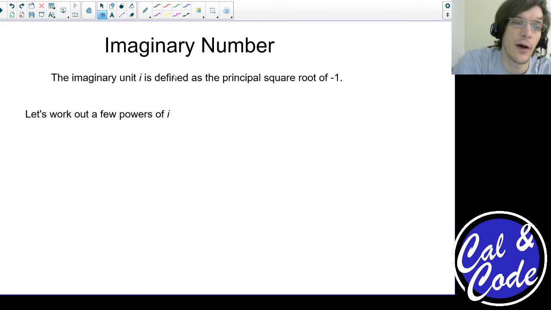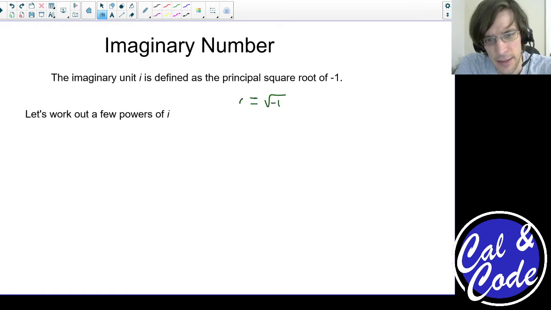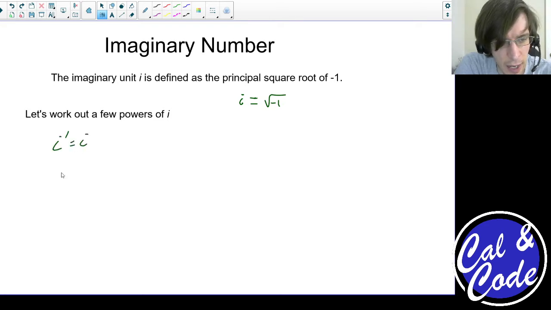Alright guys, so the first thing we're going to talk about is imaginary numbers. To get to the complex numbers, we're going to go through the imaginaries. An imaginary unit i is defined as the principal or positive square root of -1. So this is i. So i to the first power we'll just call i. So let's talk about some other powers of i. If the first power is the square root of -1, then i squared would just be -1.